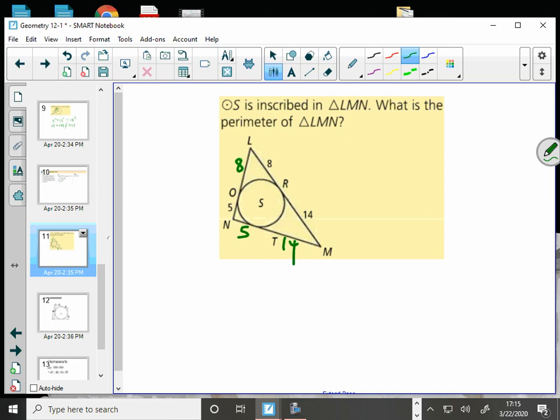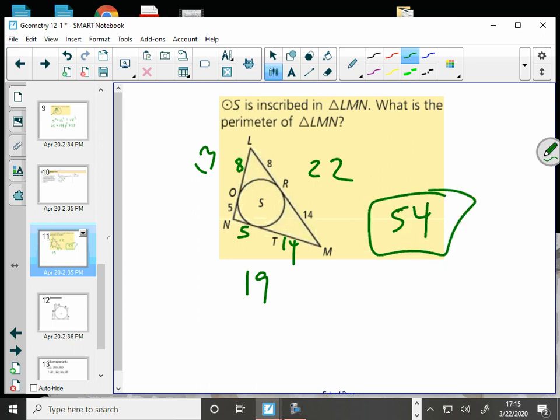So to find the perimeter now, I just add up all the sides. So that's 13, and this is 22, and this is 19. So that's 22 plus 13 would be 35, plus 19 would be 54. That would be the perimeter.